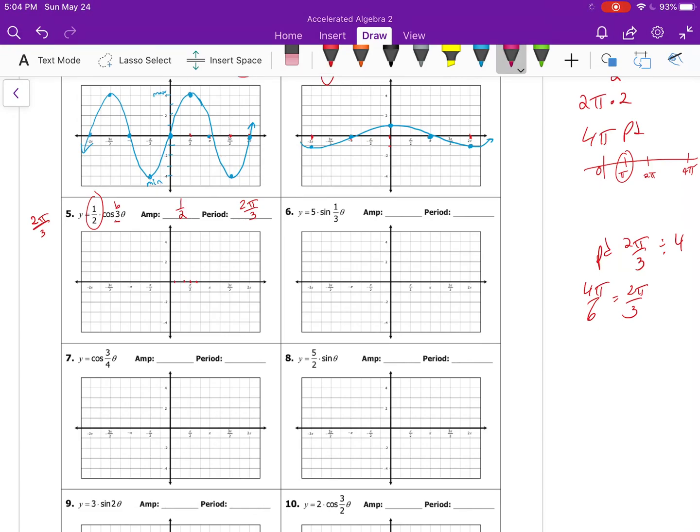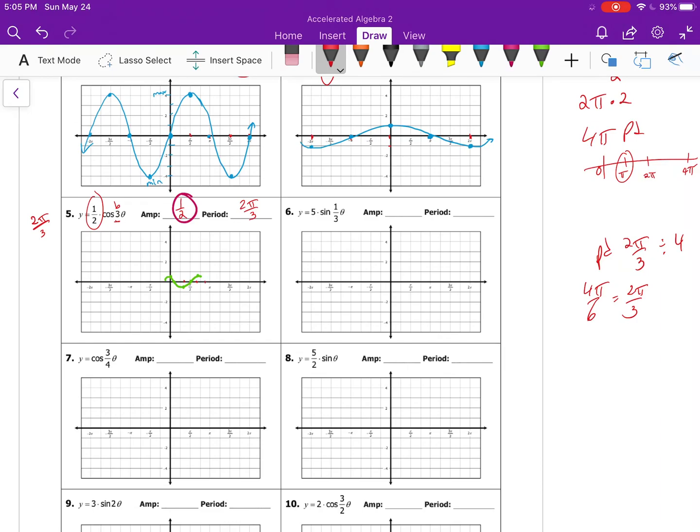So we've got this tiny little period that we're going to have to work on, and we're only bouncing up and down between a half and a negative a half. So this is our cosine. I'm going to start at 0 at the max, move to the middle, move down to the minimum, move back to the middle, move back to the max. And so it's this tiny little graph. Now we can keep doing that, right?